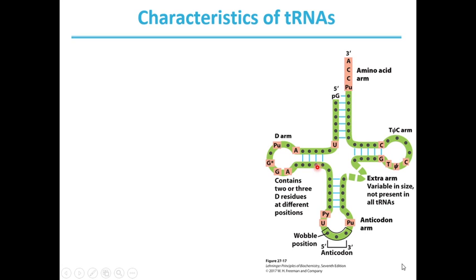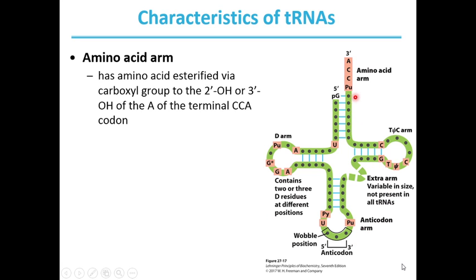There are different regions in a tRNA that need to be explained. First, the tRNA has a 3' amino acid arm, which has the amino acid esterified via its carboxyl group to the 2' hydroxyl or 3' hydroxyl of the terminal adenine of the CCA sequence. tRNA has an anticodon arm, and this has 3 nucleotides that are complementary to the codon of mRNA.